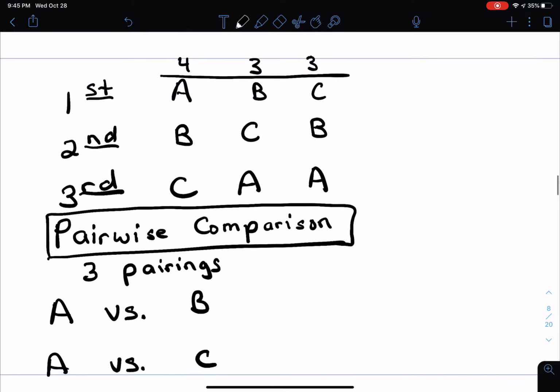Okay, so A versus B. How many times did voters rank A higher than B? Let's see, in the first column, 4 voters ranked A higher than B. But in the second and third columns, they ranked B higher than A. So you have 4 that ranked A higher than B, but you have 6 who ranked B higher than A. Notice there's 10 voters. Okay, so B gets a point. So remember, we have to award points.